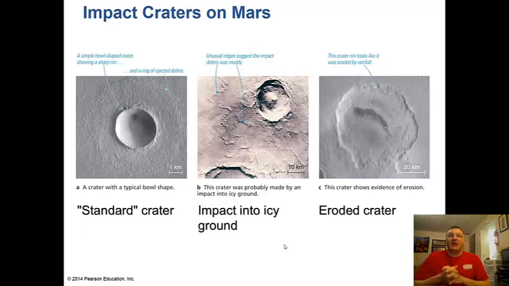Impact into an icy ground, where you see ridges form, and then an eroded crater, where the crater shows evidence of erosion from wind, water, or ice.